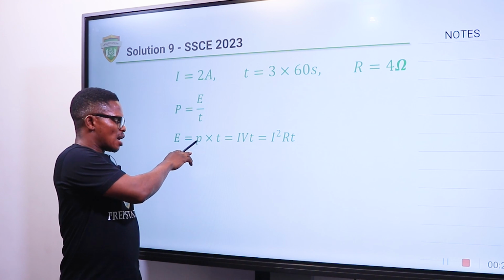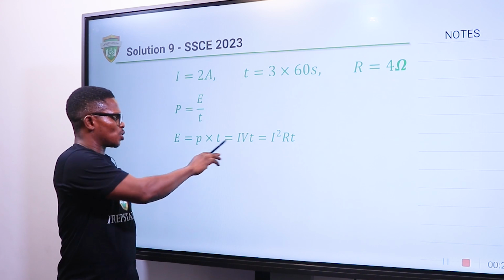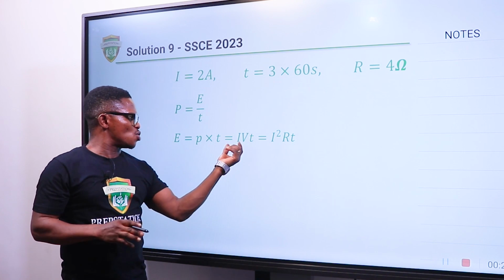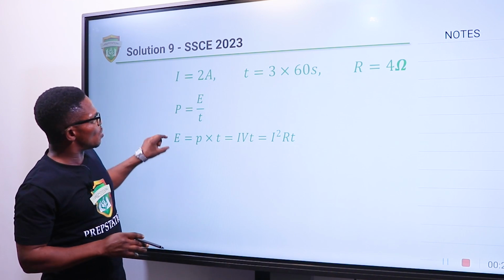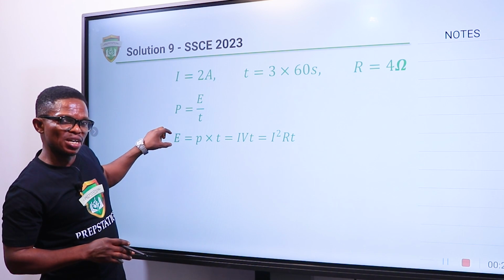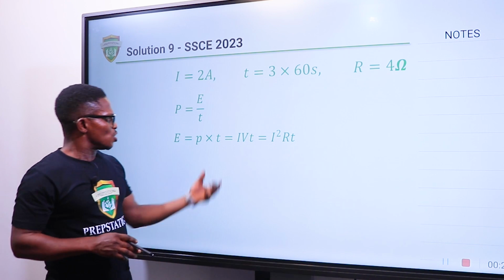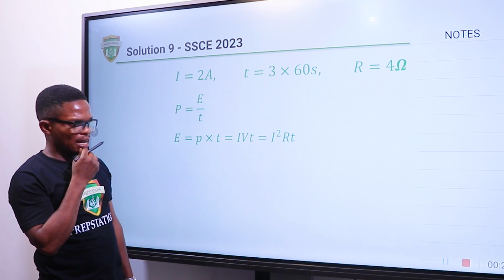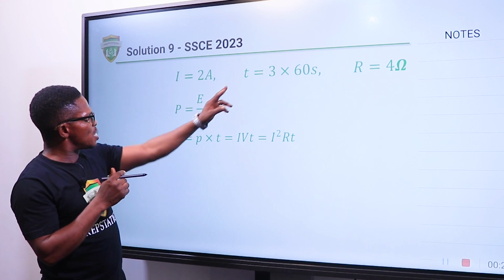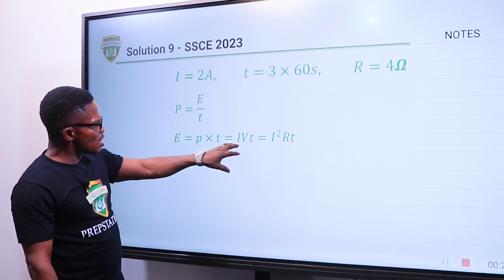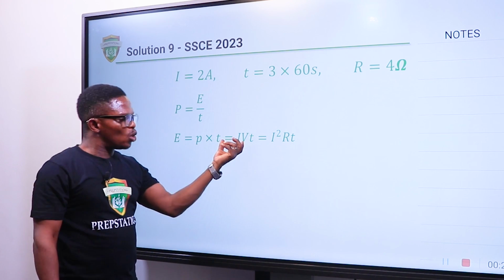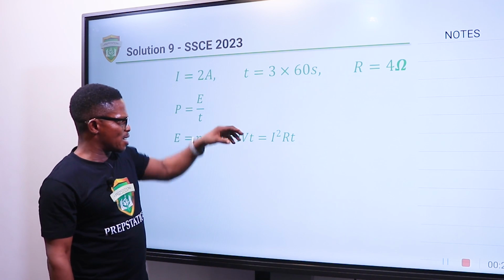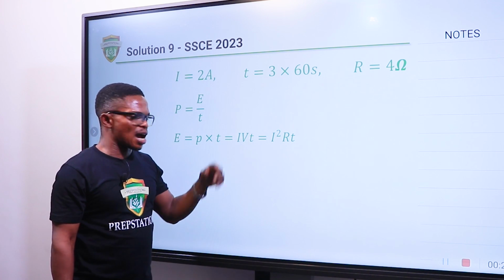Remember I told you electrical power is current times voltage. So if you put all of these together, you have IVT. We are looking for E. What is the voltage? After doing all of this, we have IVT. But then there is a problem again. What is the problem? V was not given. What will you do? Look for a way to take out V and replace it.